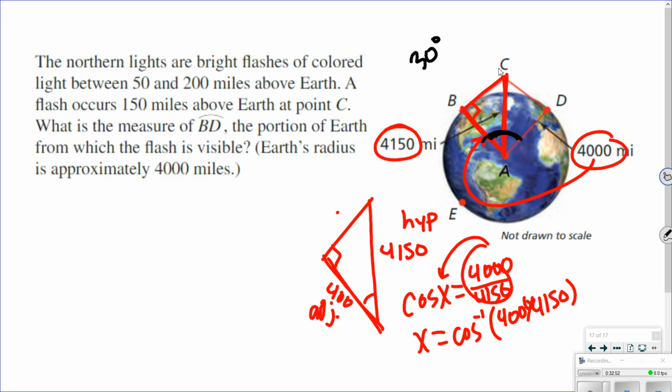Okay, so that's kind of a cool problem. I liked it because it uses the ideas we have about circles. It also uses trig, which you learned in the last chapter, and kind of combines them all together. And you will have one like that on your test.